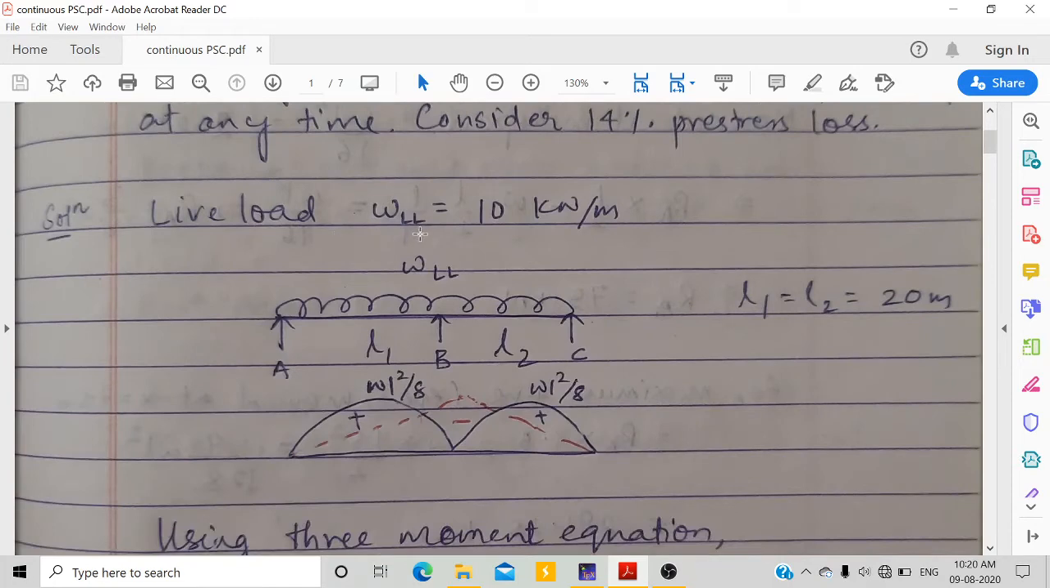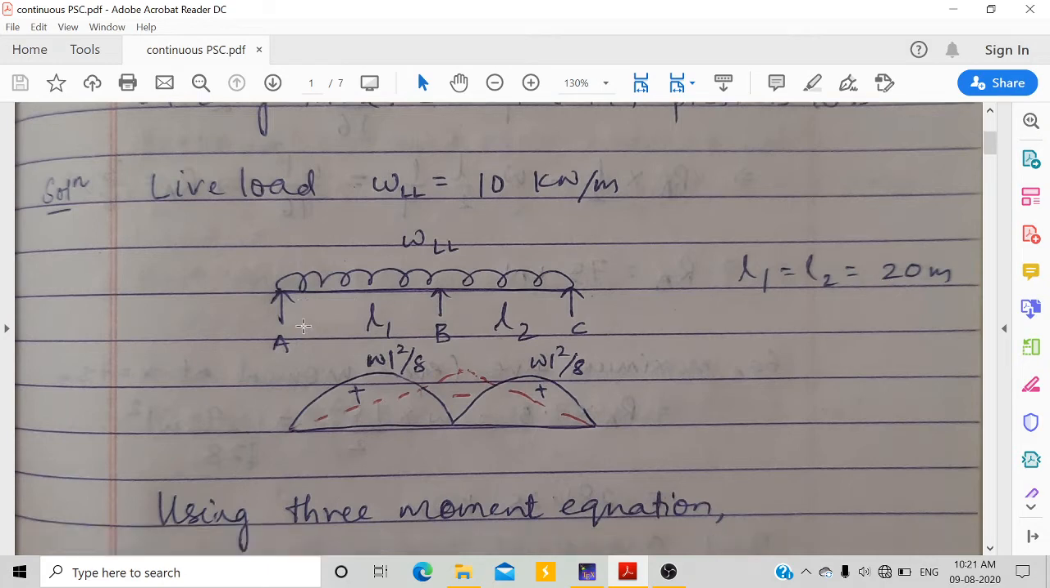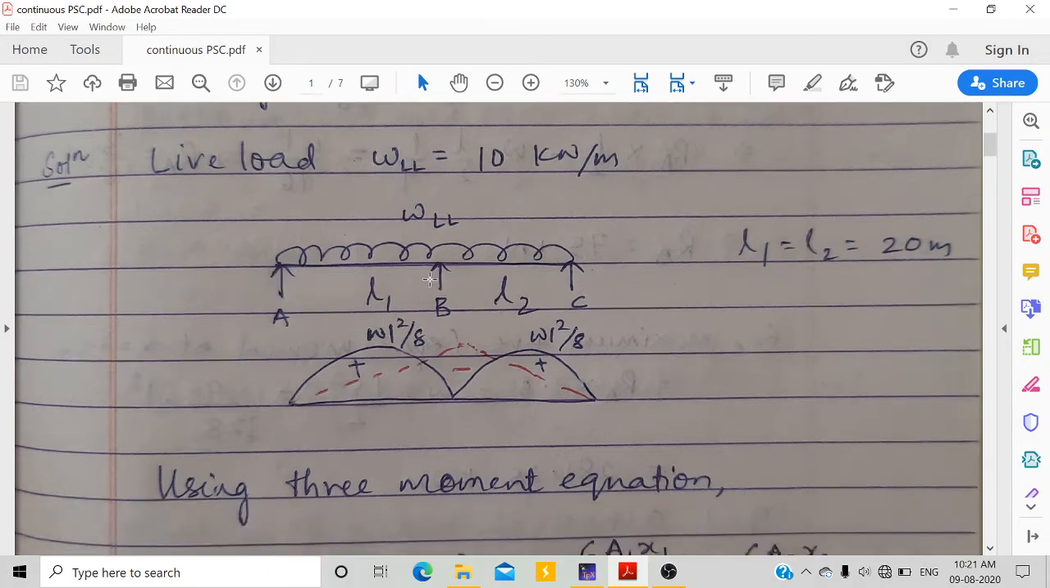So we have live load. So I have given as WLL. So this is given in the question 10 kilonewton per meter. And there are two spans L1 and L2, 20 meter each. So A, B, C, three supports under live load.